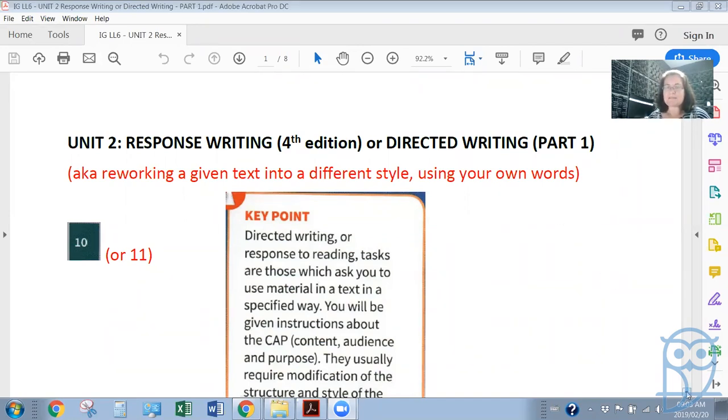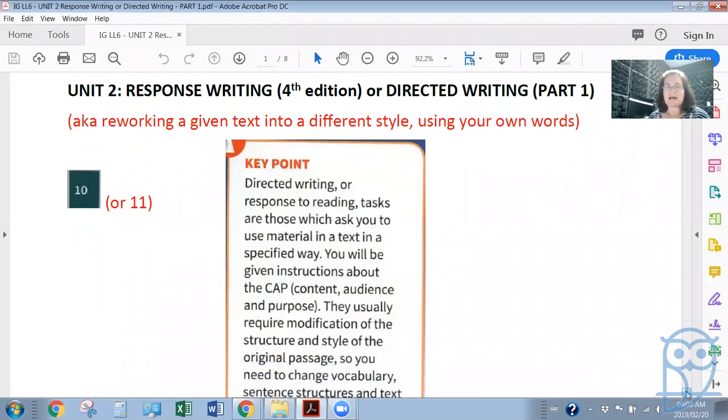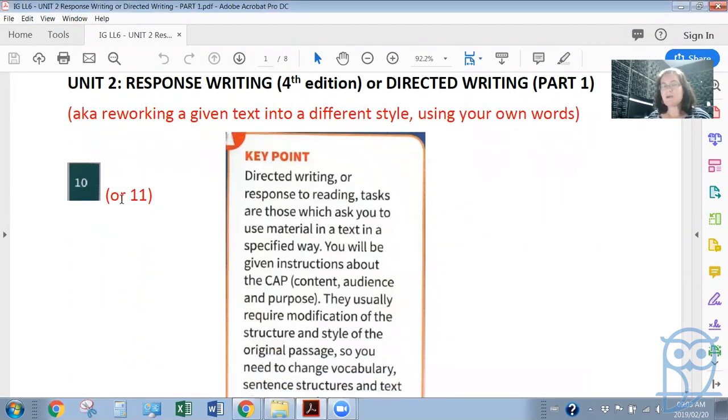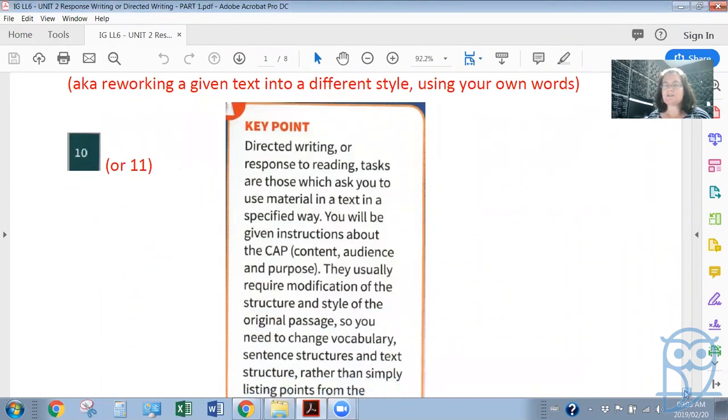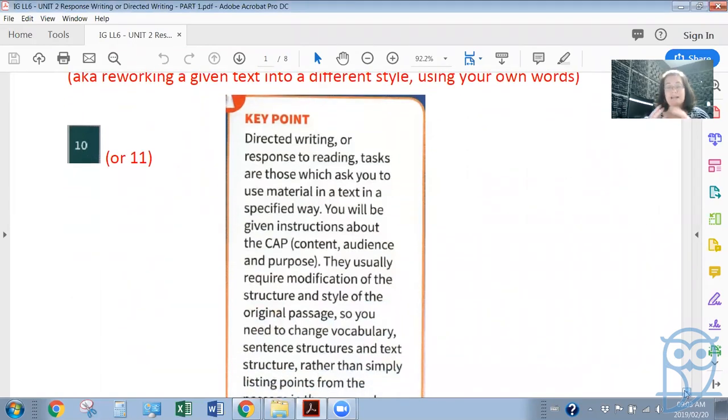Now, depending on what edition of the book you have, this will either come from page 10 or 11, right? And this is the key point that wants to focus on this idea of directed writing or different styles. Now, some of you may have seen this from a previous lesson that we did on language and style. So don't worry, this is just a recap. And we might touch on some of those ideas because the whole point is directed writing is focused on language and style. So let's have a look at this.